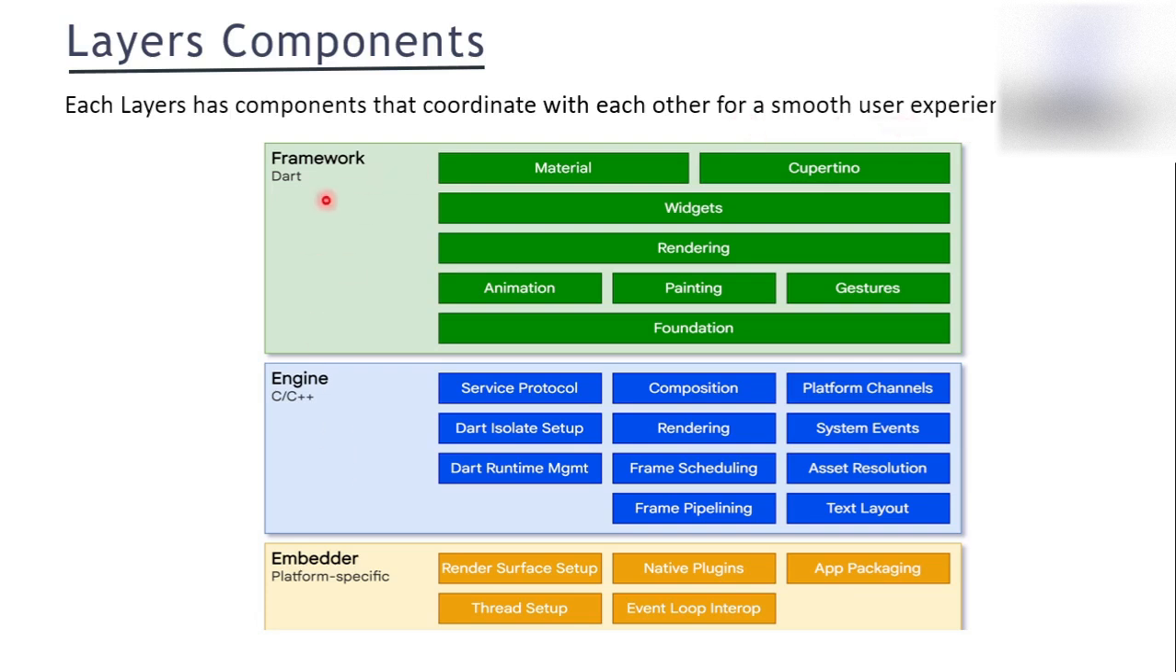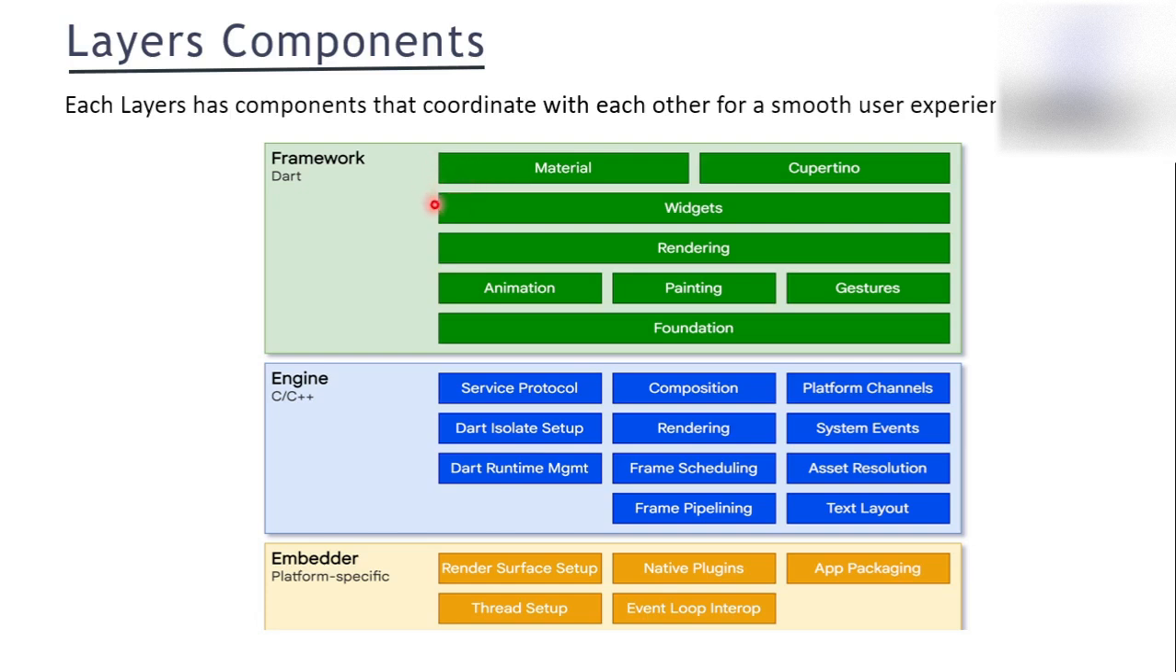So we have three layers in the Flutter architecture. The first layer is the framework layer. This framework layer is also subdivided into three parts. First is the widget layer, which is used for widgets, the second is the rendering layer, and the third is the foundation layer. When we write code for Flutter, we are working on this layer; the developer works on this layer.